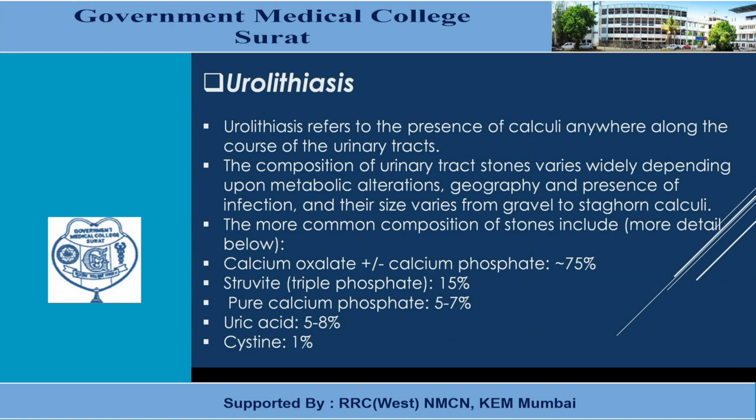Struvite, the triple phosphate stone, accounts for 15% of urolithiasis. Others are pure calcium phosphate, uric acid, and cystine. Uric acid and cystine stones are radiolucent, so they may not appear on X-ray and CT scan, but can be seen on ultrasound.